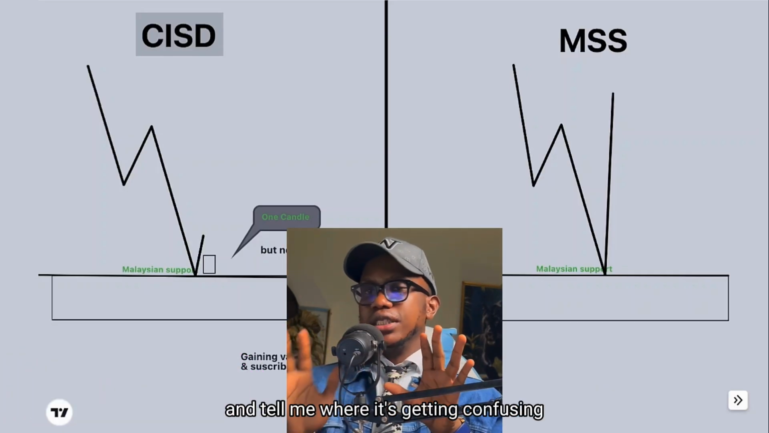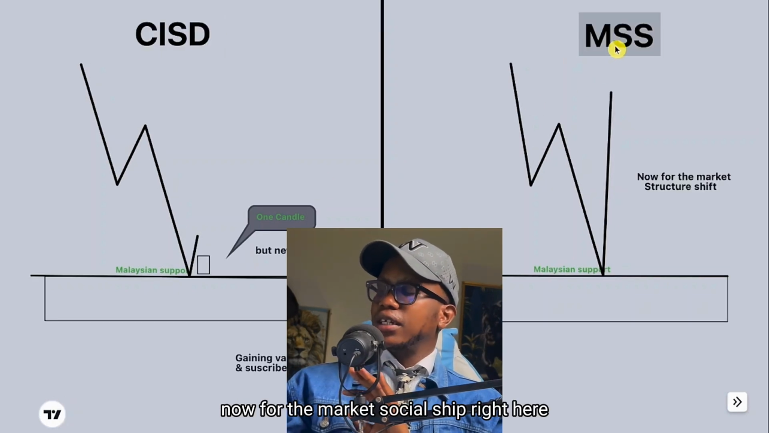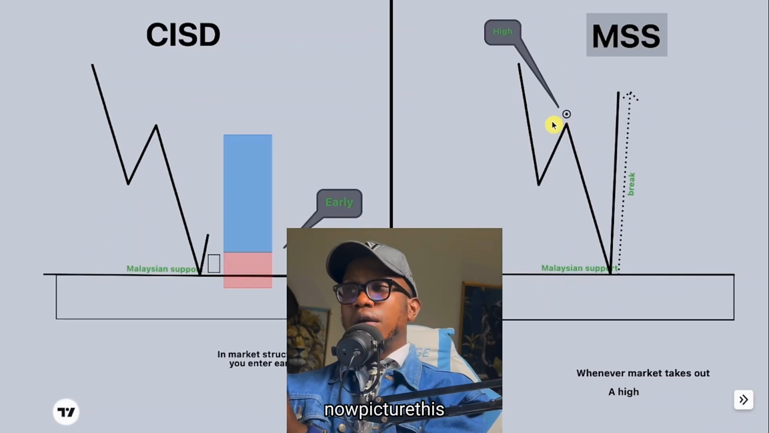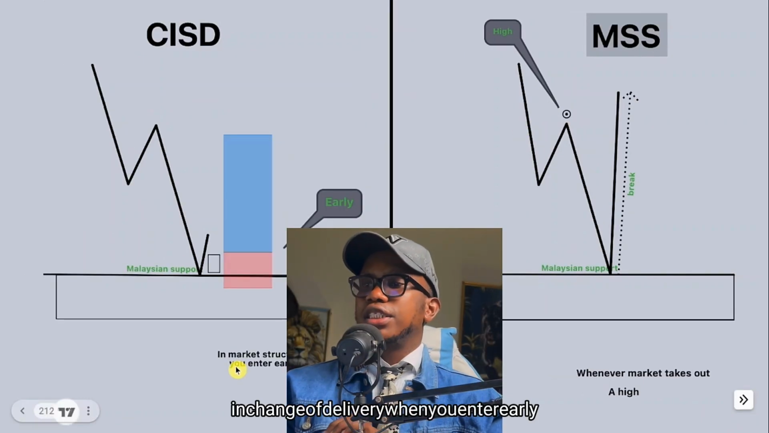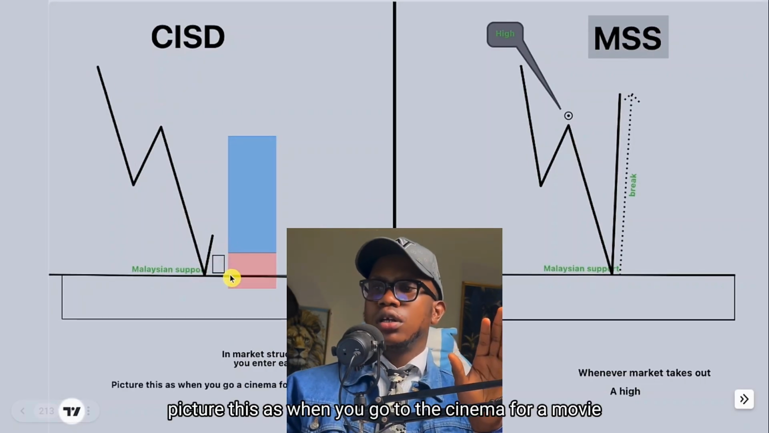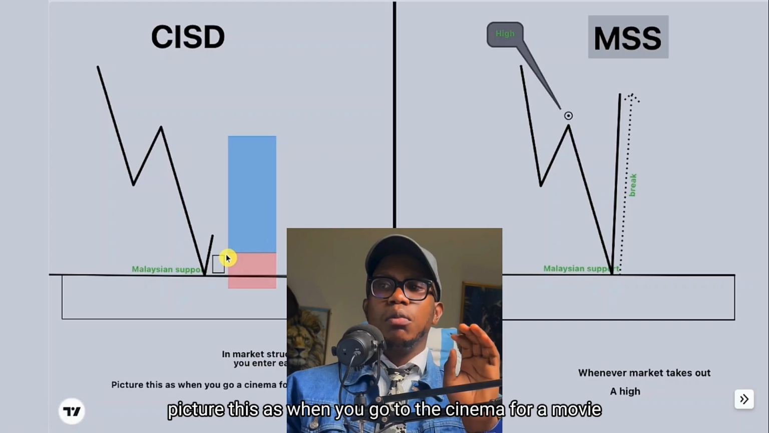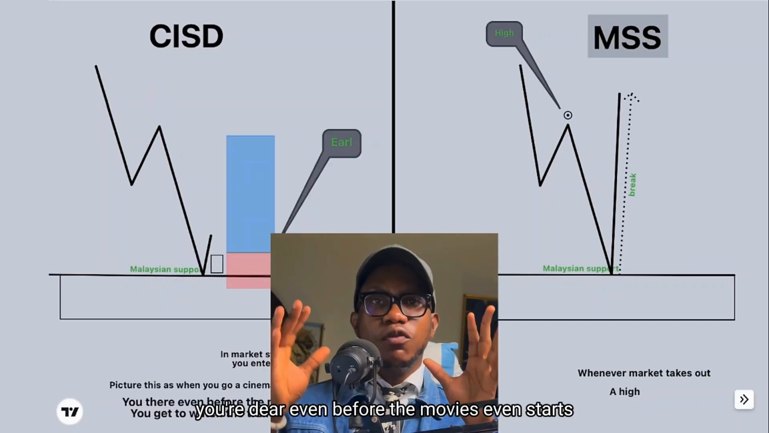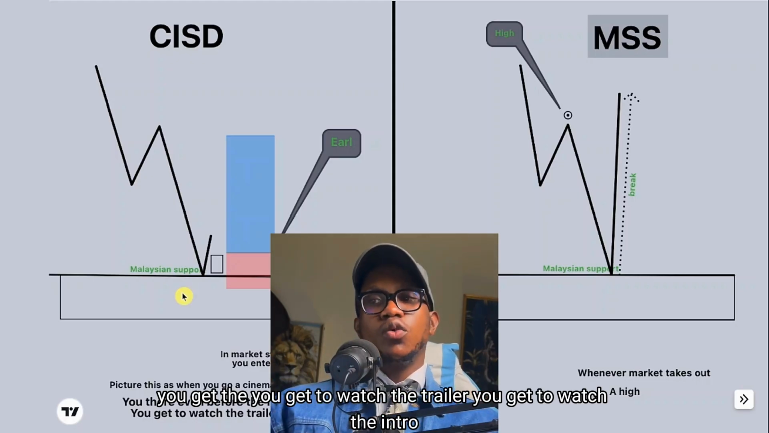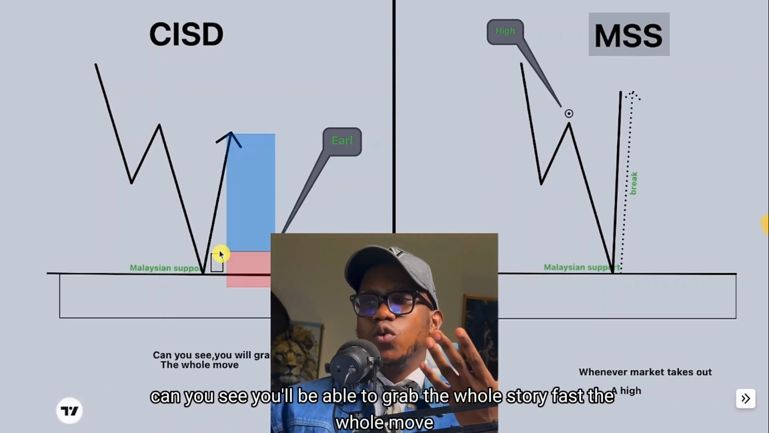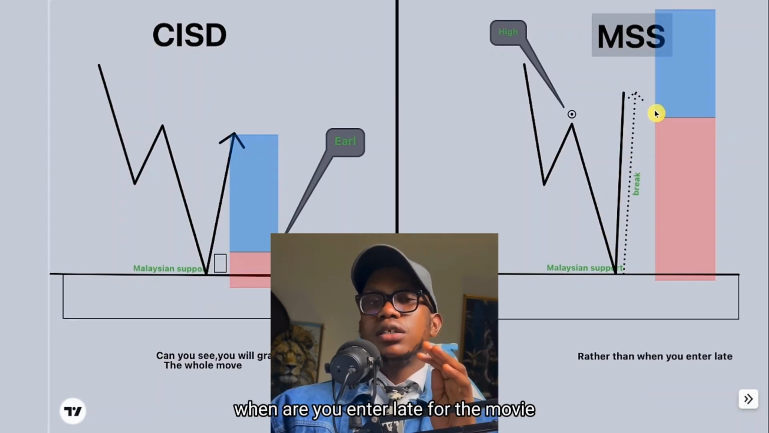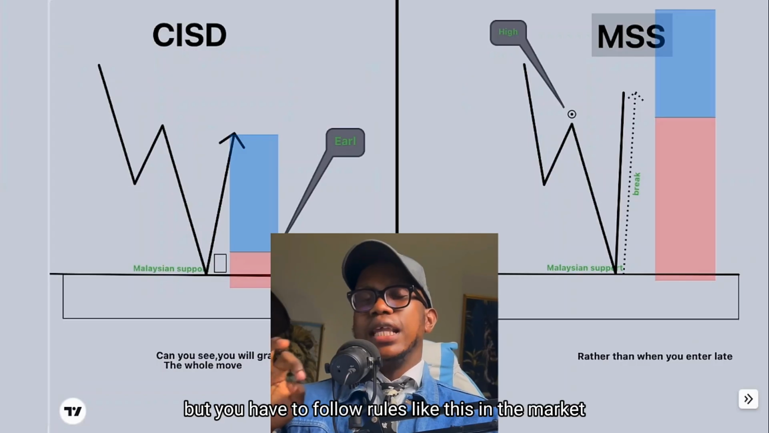Now for the market structure shift right here, whenever the market takes out a particular high, now picture this in a change in state of delivery when you enter early. Picture this as when you go to the cinema for a movie, you're there even before the movie starts. You get to watch the trailer, you get to watch the intro, and you'll be able to grab the whole story fast, the whole move, compared to when you enter late for the movie. You have to obey rules like this in the market.